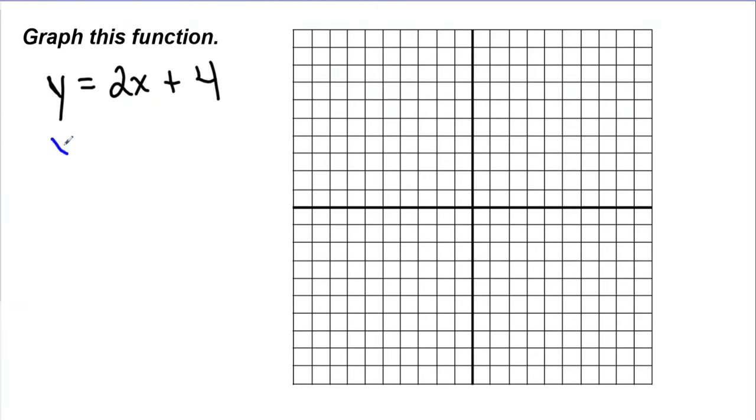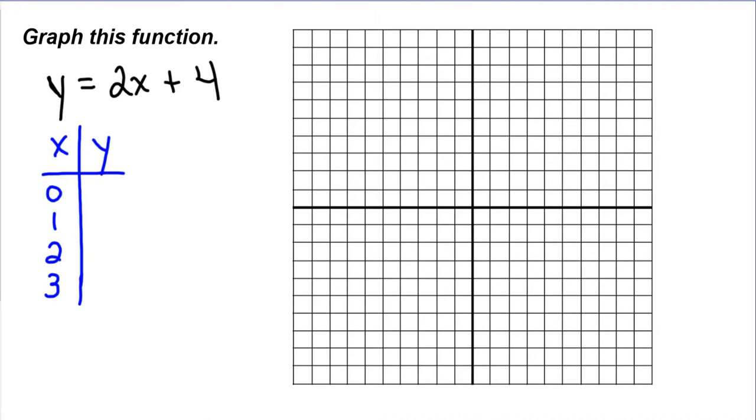So I'm going to make a t-chart, or a function table. And again, I'm going to put 0, 1, 2, and 3. I'm going to pick 4 solutions to this. Again, you only need at least 2. 3 is better, and then 4 just for bonus.